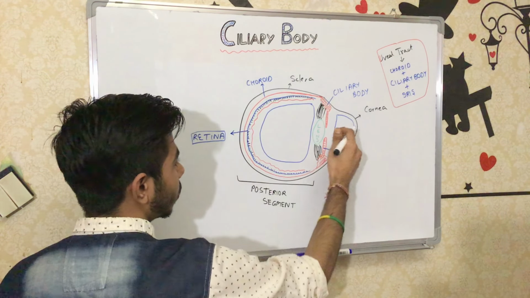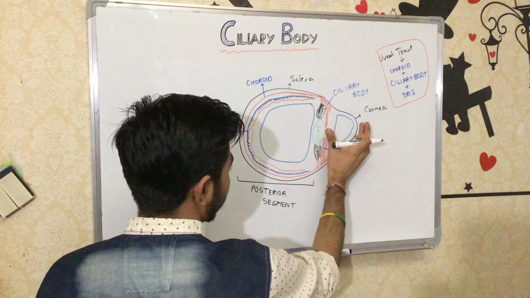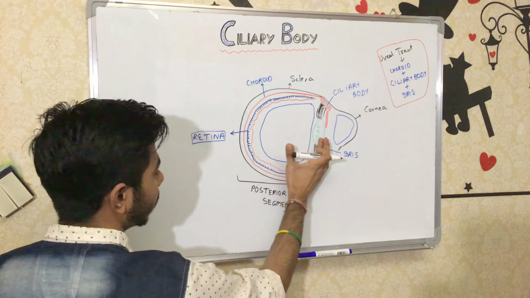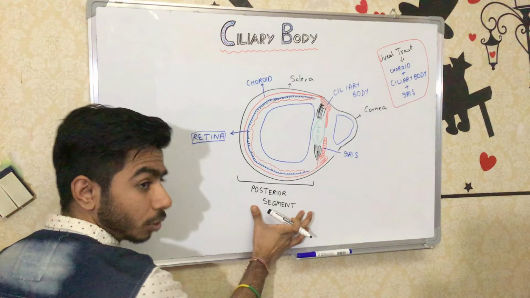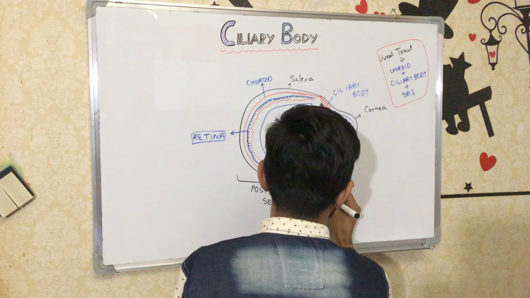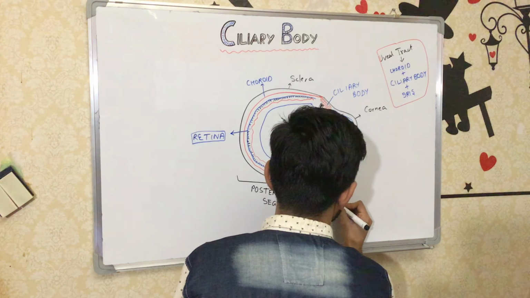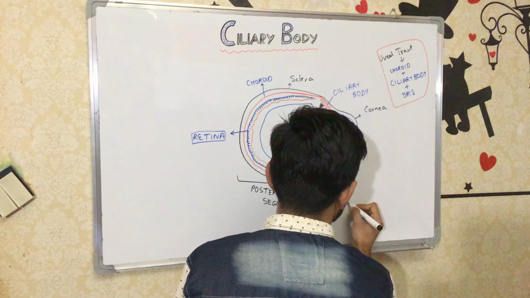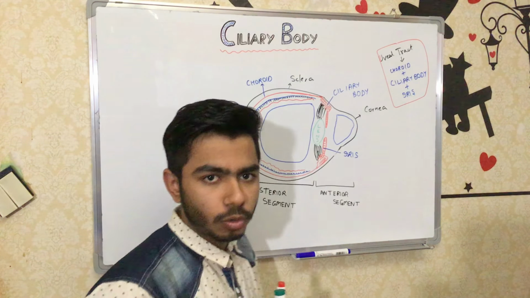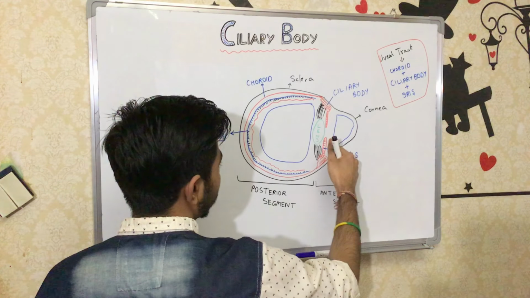And the structures present in front of the lens, from here up to the cornea, are part of the anterior segment. Behind the lens is the posterior segment, and this is called the anterior segment. Anterior segment, right?